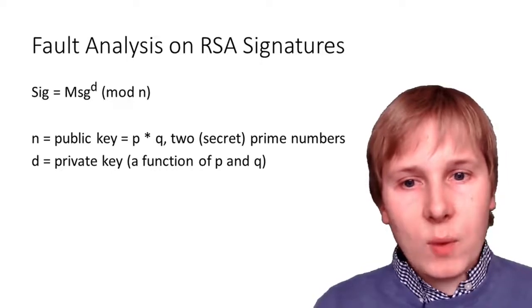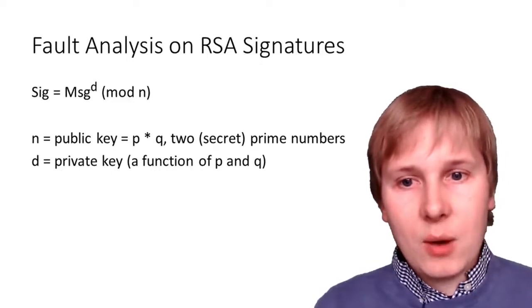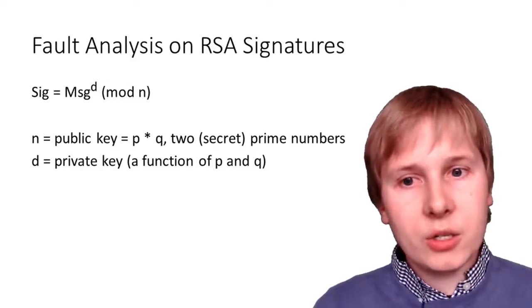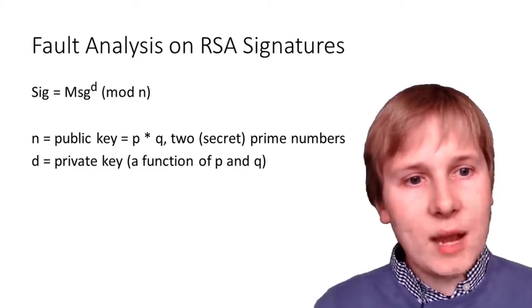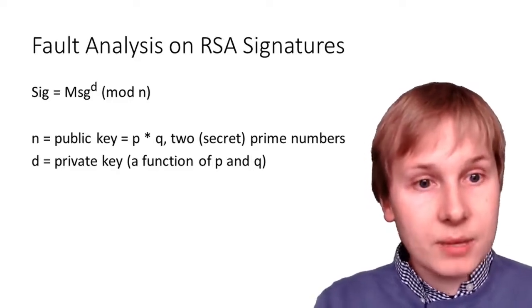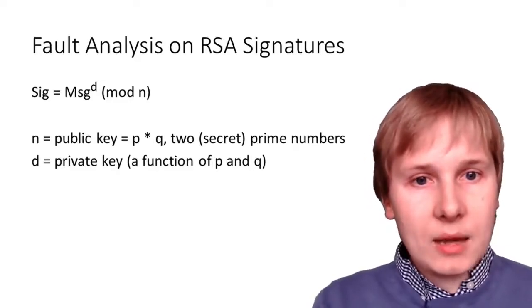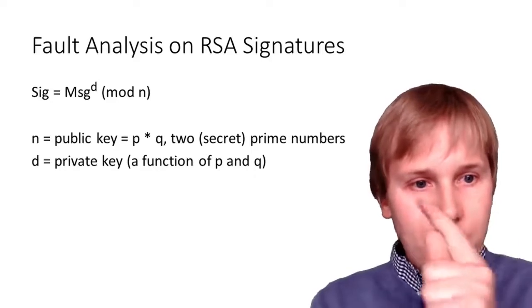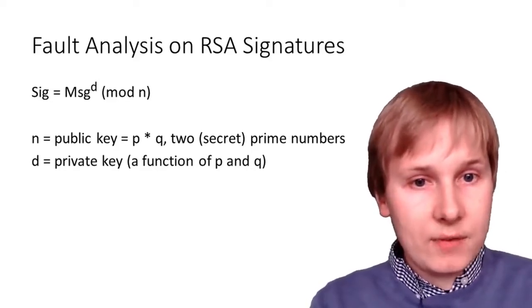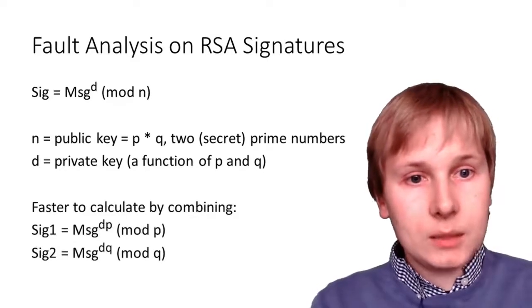The most efficient way to work this out is by working it out mod P and then mod Q, and then combining the two. But the problem is that if you get it right mod P but wrong mod Q, then the faulty computation leaks the secret. To show what I mean by that, we've got our example on screen of our signature, message to the power of D mod N, where D is our private key and N is our public key.